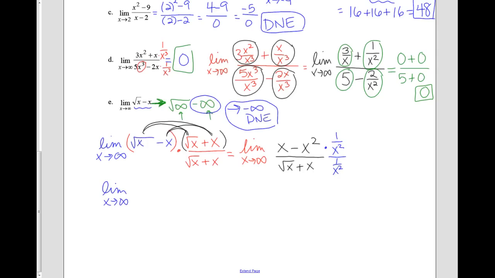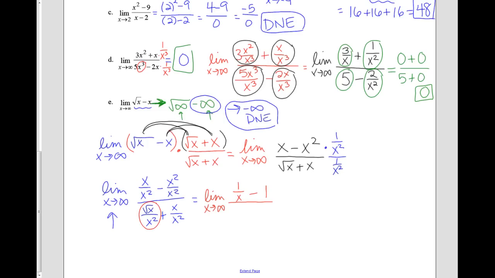So what does that do for me? Now I've got the limit as x approaches infinity. Remember, every time you still have x's in your problem, you still have to write down this limit as x approaches infinity. When I distribute, I have x over x squared minus x squared over x squared. On the bottom, I have the square root of x over x squared plus x over x squared. So let's do some reducing here. I'm still writing this word limit because I still have x's.